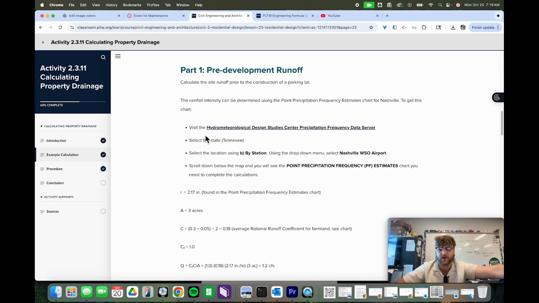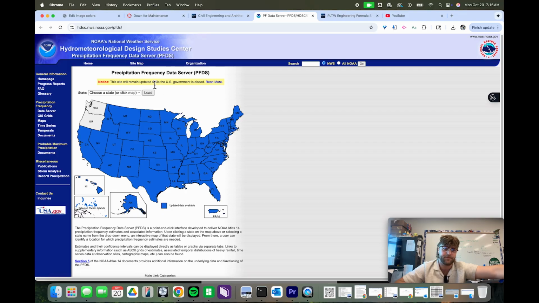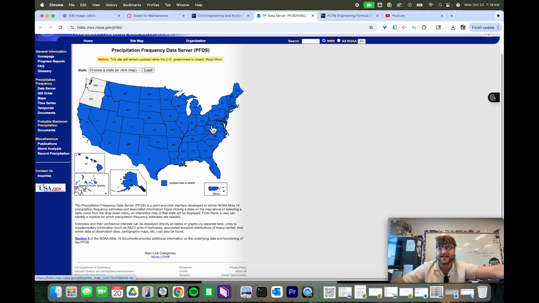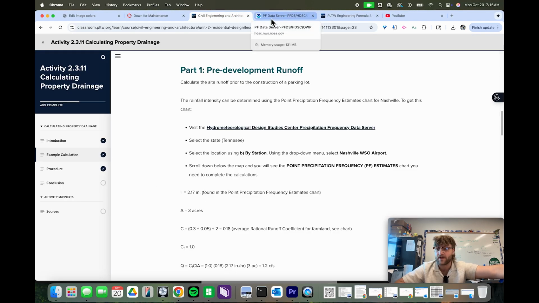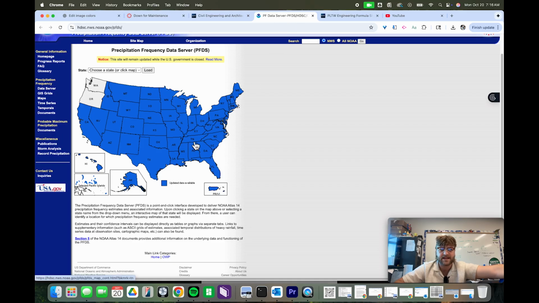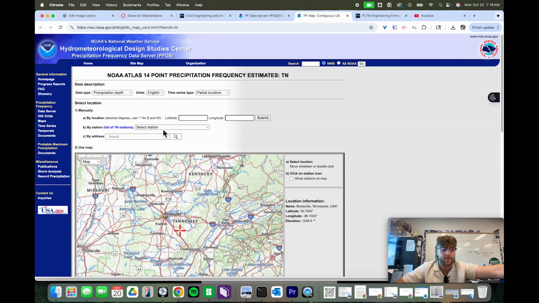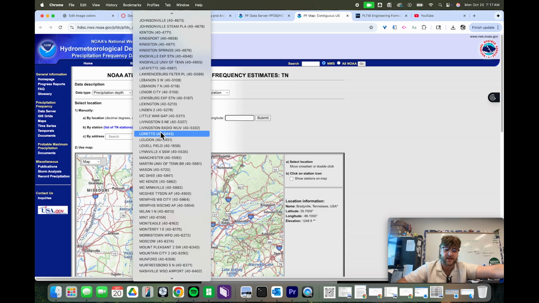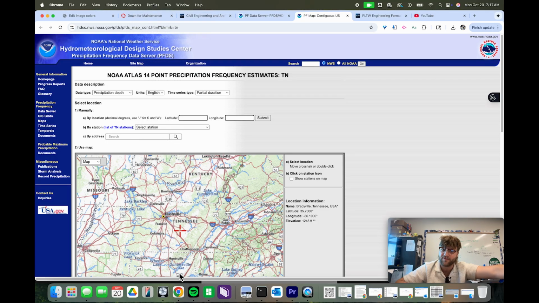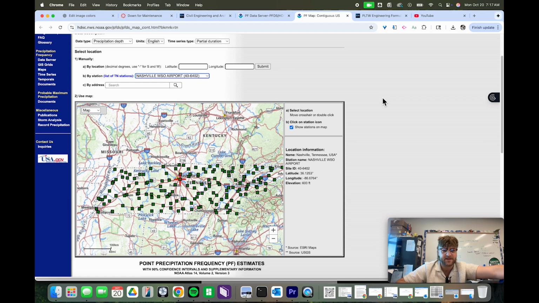So as we get moving along with this, they are going to have us reference this website right here. And this is going to provide us our table to be able to find the rainfall intensity. And so they have us selecting the state Tennessee, right? Because this is in Nashville. And then we're going to select the location by station using Nashville WSO Airport. So Tennessee is right here, TN. We can go by station. If you type in N on your keyboard, you'll see that the options that start with N show up. It just so happens that it's our first option that we want there. And so we're going to end up using that.